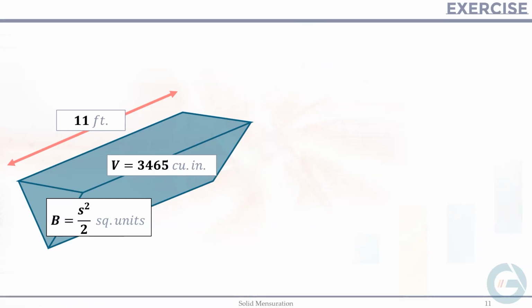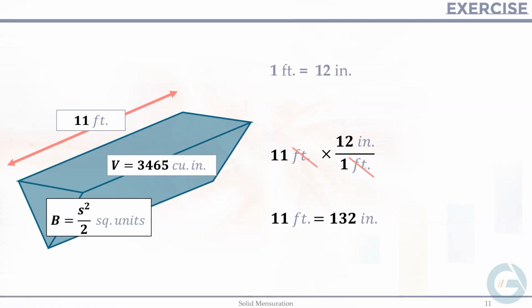The next unit we will convert is this 11 feet into inches. We have 1 foot is equivalent to 12 inches. So simply multiply this 11 feet by the rate, 12 inches per 1 foot. Of course, the denominator is foot and this one is foot, so it cancels out. So this will give us 11 feet is equivalent to 132 inches. So this now is 132 inches.